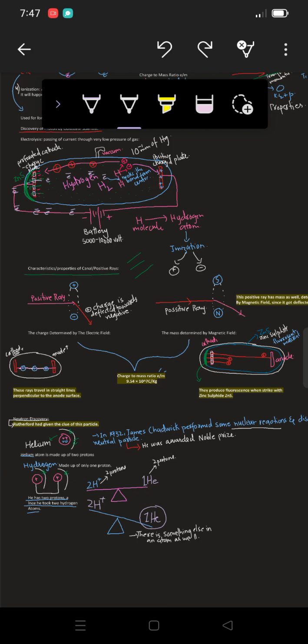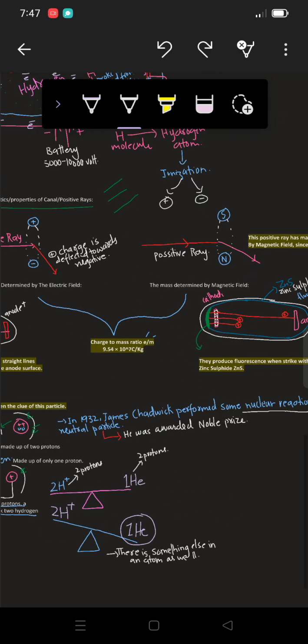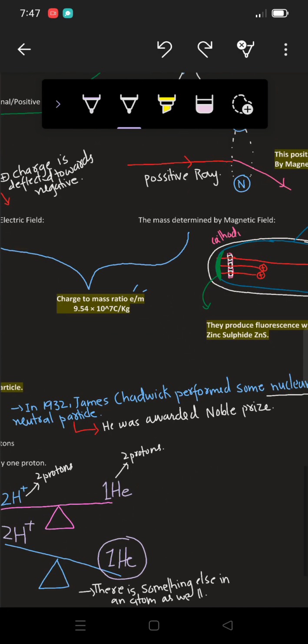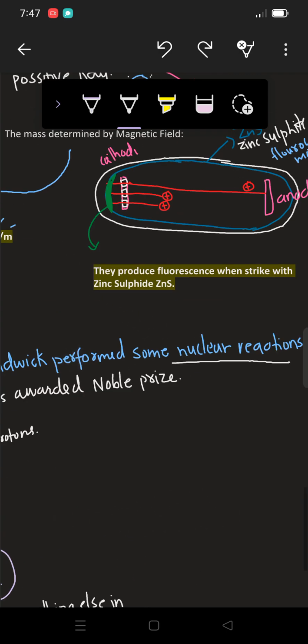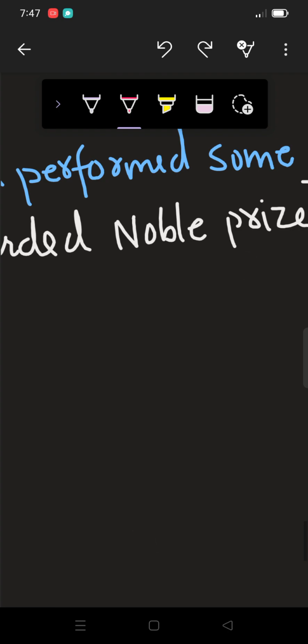Now let me tell you the equation which he did, that was a nuclear reaction, right? So let me write this here. Okay, I'm gonna write the nuclear reaction with this color, right? So now what did he do? He took alpha particle.